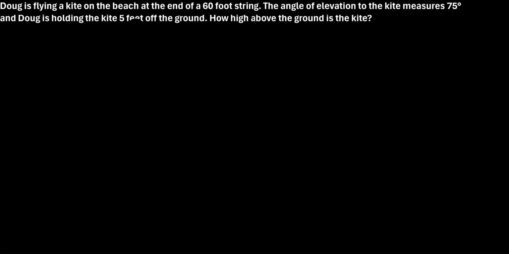All right, let's try one more example. Doug is flying a kite on the beach at the end of a 60-foot string. The angle of elevation to the kite measures 75 degrees, and Doug is holding the kite 5 feet off the ground. How high above the ground?